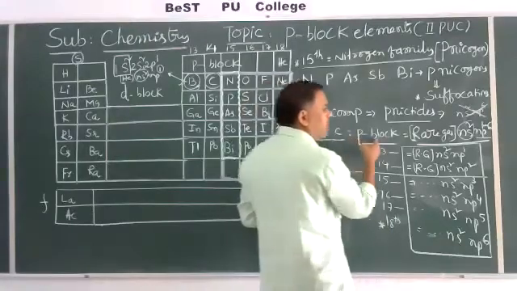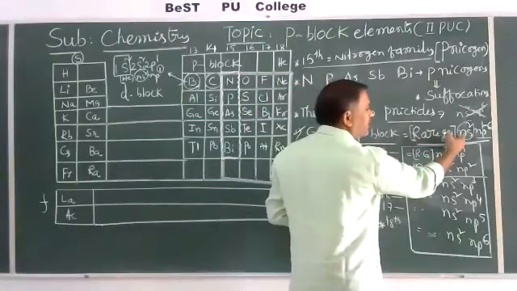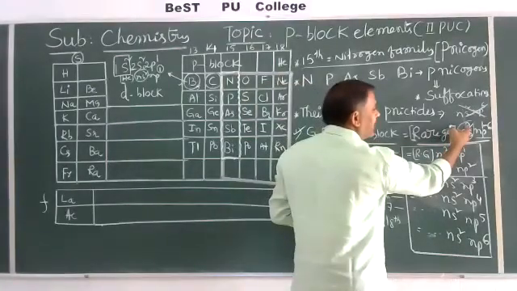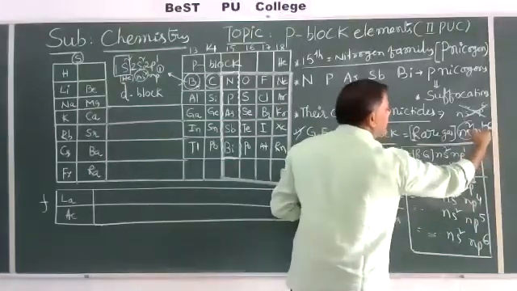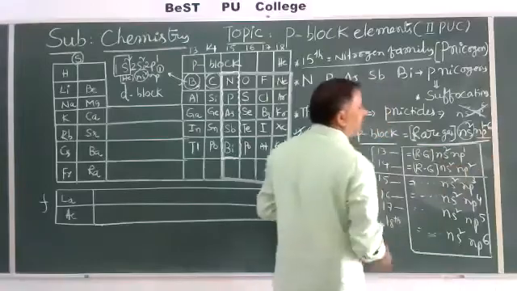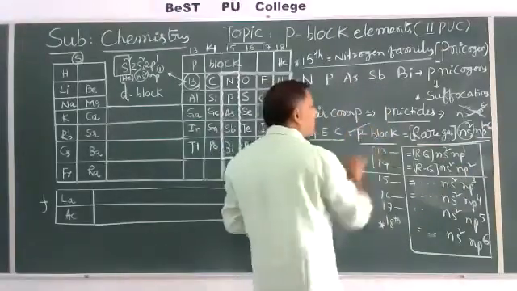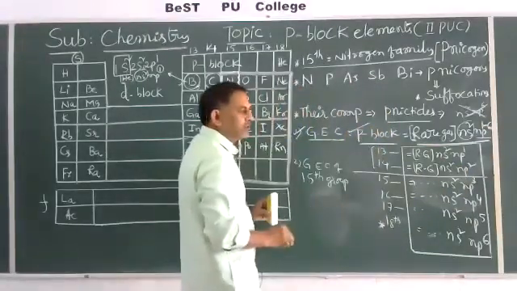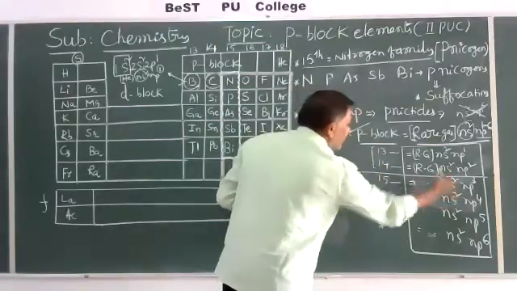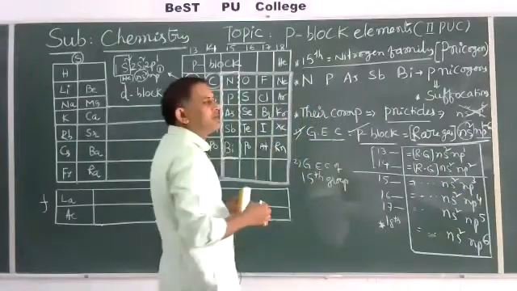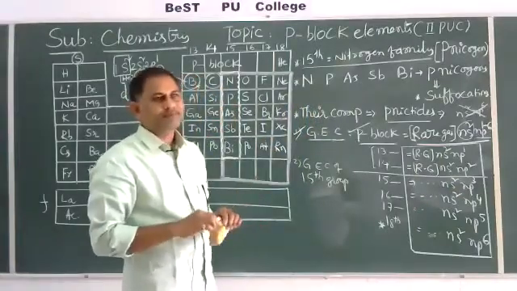For p block elements, the general electronic configuration is ns2, completely paired, with 1 to 6 electrons increasing in np. That is for the complete p block elements, the general electronic configuration. And for the 15th group it is ns2 np3. That is the first important electronic configuration.